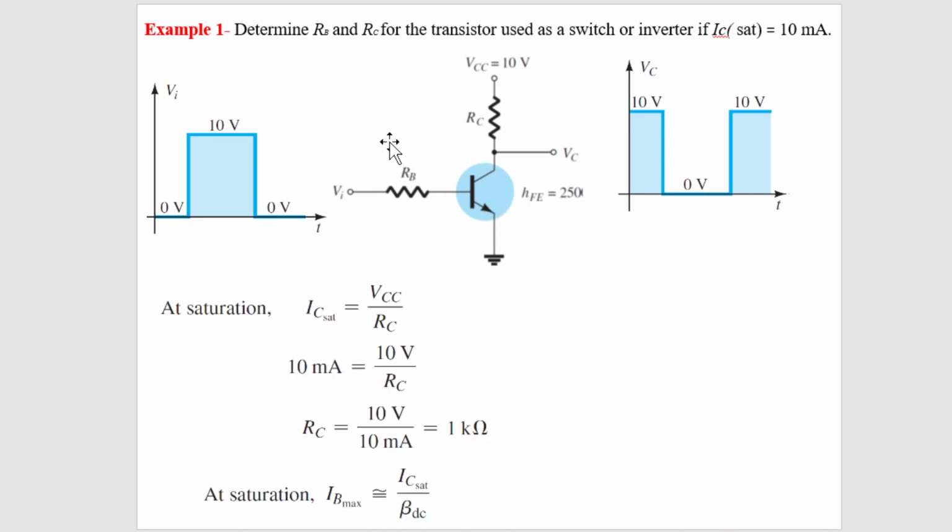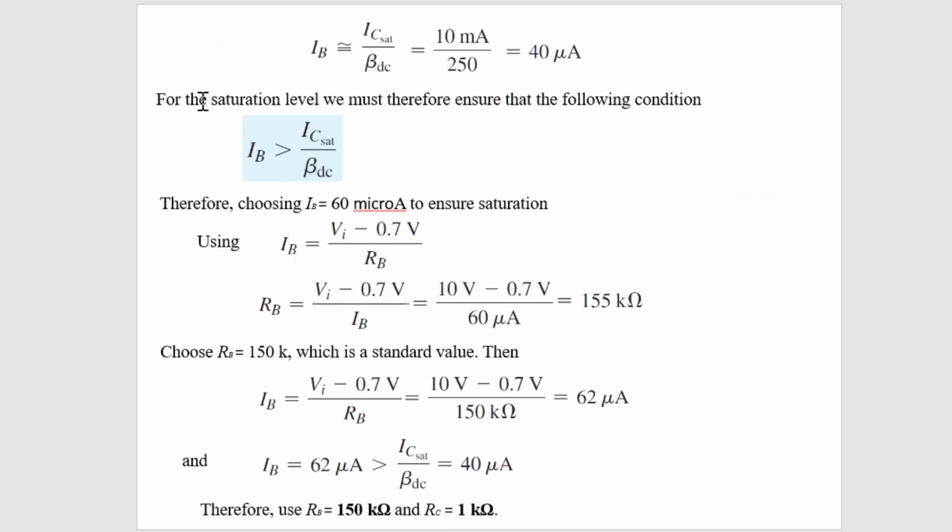Okay, it means in order to ensure that this transistor is in the saturation region, whatever base current is flowing should always be greater than this value, that is the IC maximum value. If the base current is greater than IC saturation upon beta DC, then the transistor is in the saturation region. So that is what I have written. For the saturation level, we must therefore ensure the following condition, that IB should always be greater than IC saturation upon beta DC. Okay, that is the condition we have to satisfy.